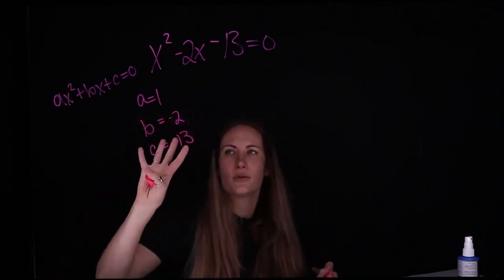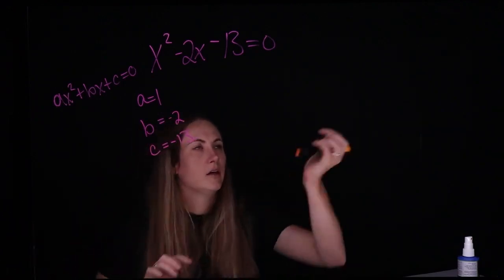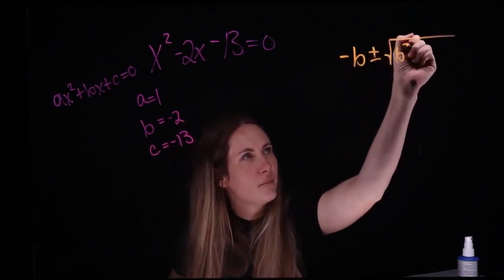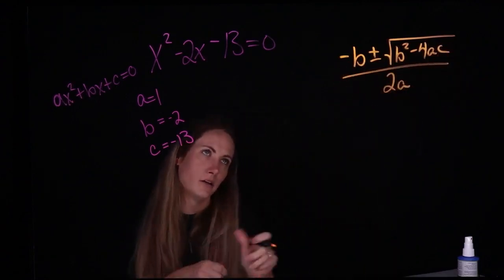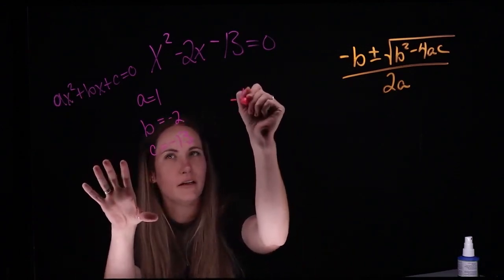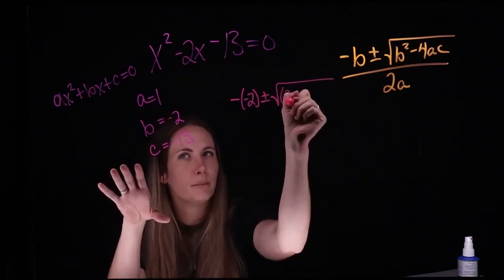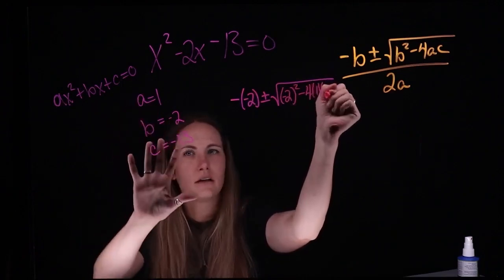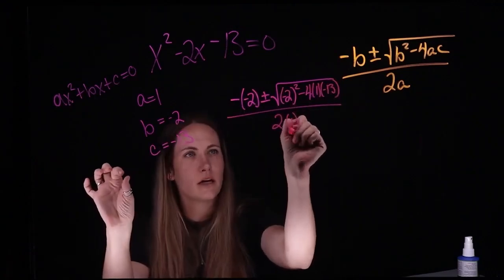Then we take this and we're going to put this into the quadratic formula. I'm going to write it back up here for us to look at. So the quadratic formula is negative b plus or minus the square root of b squared minus 4ac all over 2a. Okay, here we go. So we have negative b, our b is negative 2, plus or minus the square root of b squared, subtract 4 times a times c all over 2 times a.